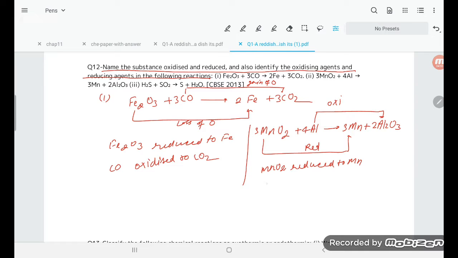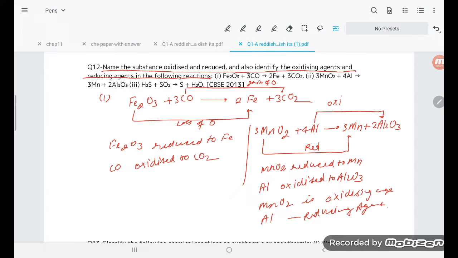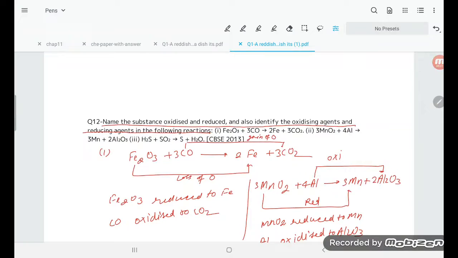And Al is oxidized to Al2O3. MnO2 gave oxygen, so it is the oxidizing agent, and Al took oxygen, so it is the reducing agent. So this is all about the answer, student. I hope these things are clear to you. Now go for the next one. What is there?